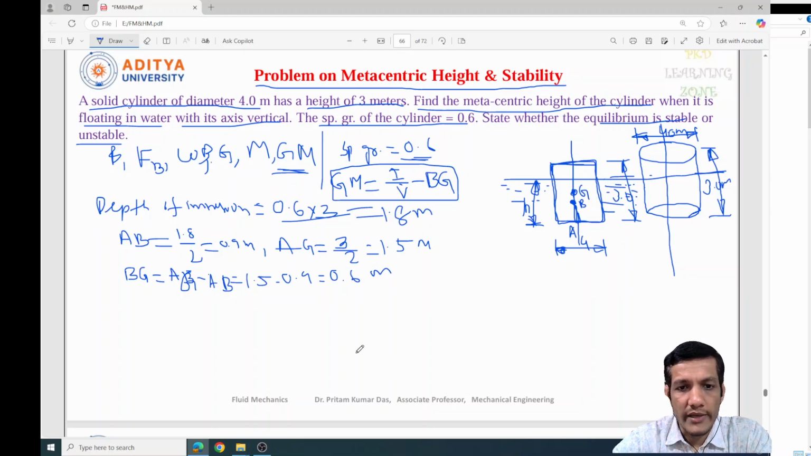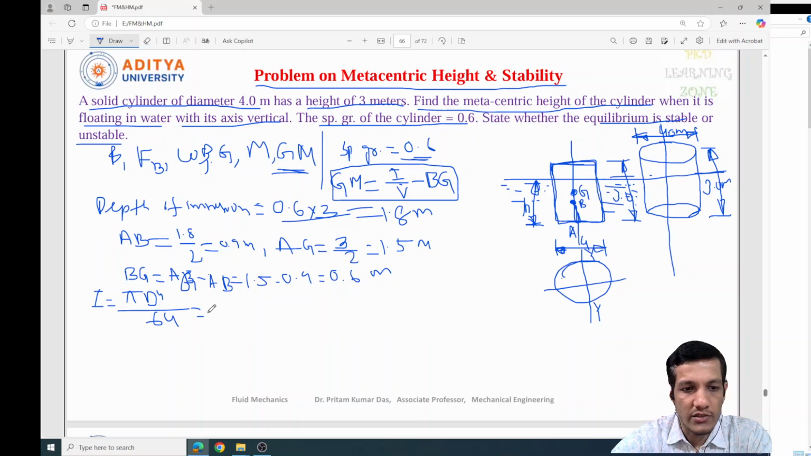Correct. Now as I told you, I is the moment of inertia of the body. So moment of inertia for the cylindrical case. For the cylinder, if you see the top view, it will be like a circle. So this will be the axis line for this. Now this is the YY axis, and the moment of inertia about the YY axis, what is the formula for this? Pi d4 by 64, we can write the formula for this. And D is given already, so we can identify this.